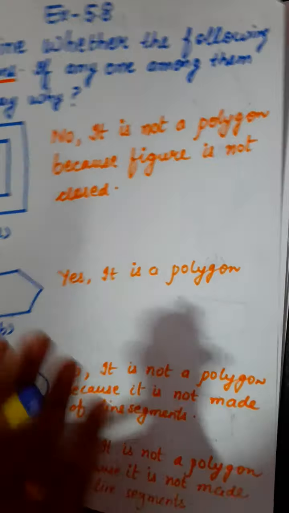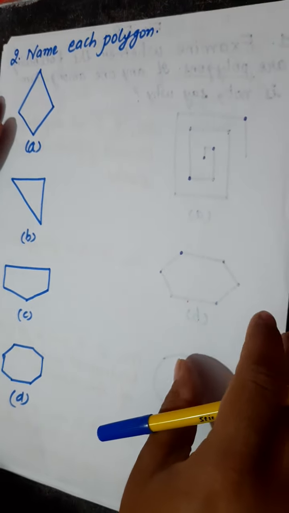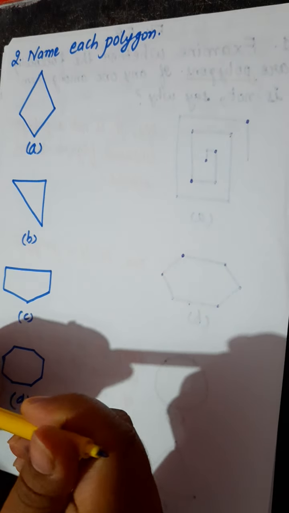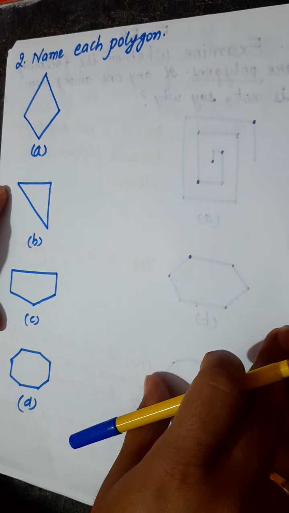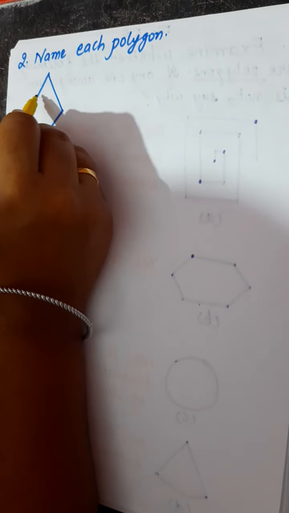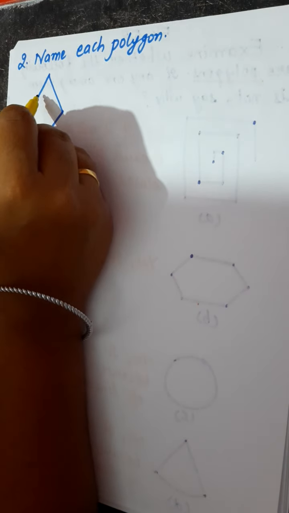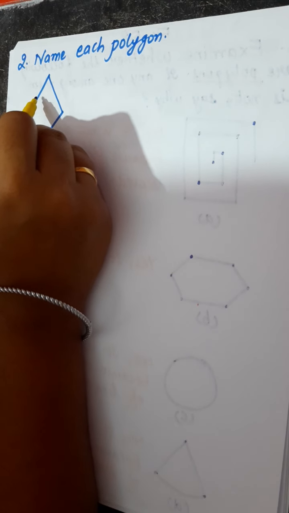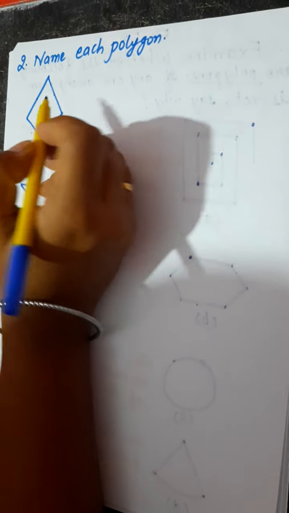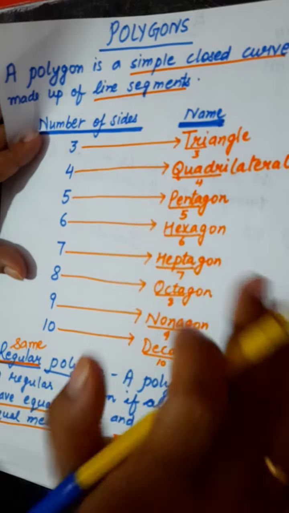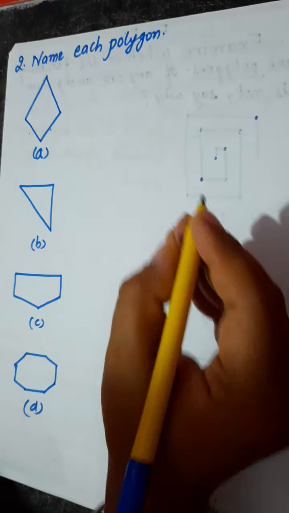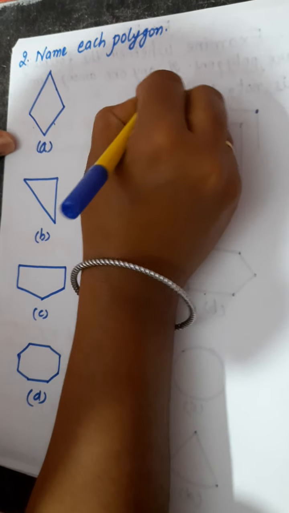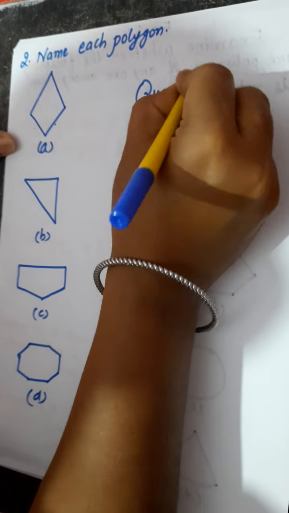So let's start our second question. Now the second question is: name each polygon. In this, polygons are given and we have to name them. As in this we have 4 sides, 1 2 3 4, and we already did that if we have 4 sides then it is a quadrilateral. So this polygon is a quadrilateral.